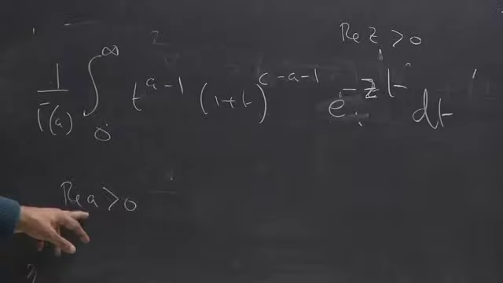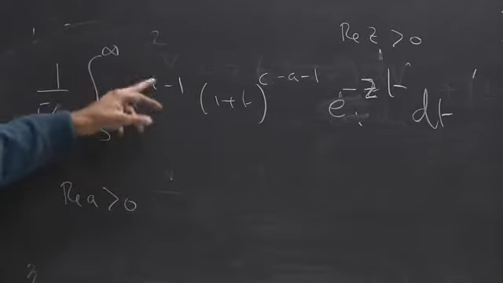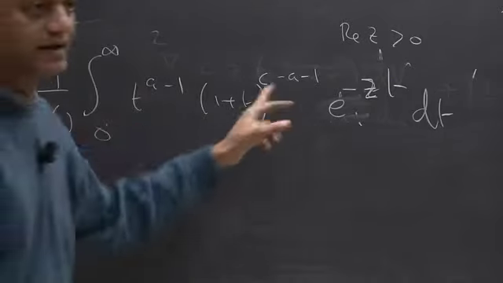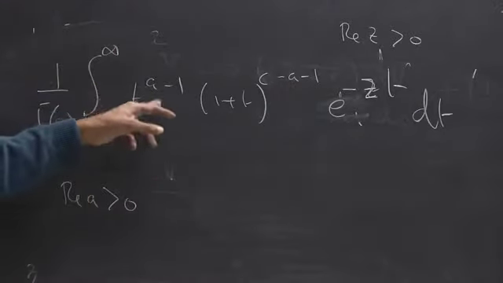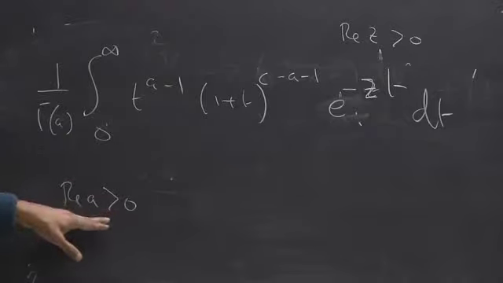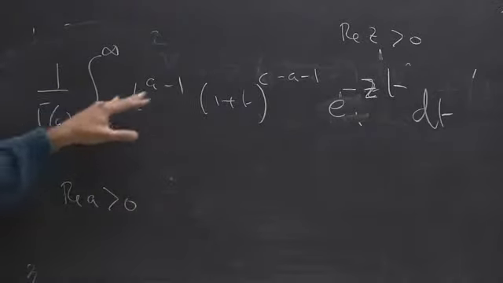If real A, for example, was equal to 0, then there is a 1 over t here, and dt by t will have a logarithmic singularity. If A is negative, it's even worse, right? So the condition was that real A should be positive. In that case, there will be no singularity at t equal to 0, so this integral will be well defined.